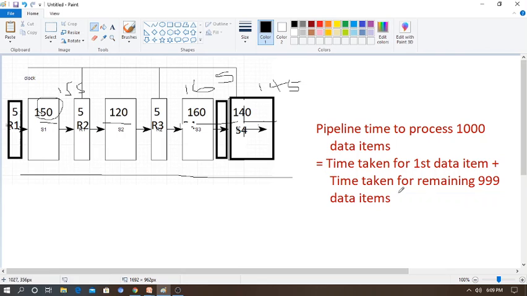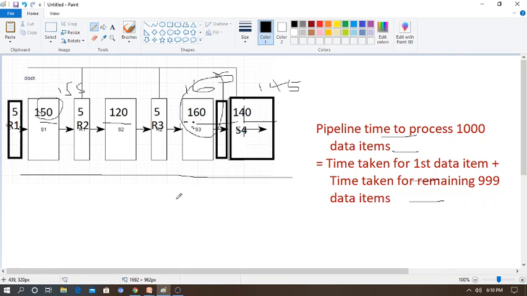Now we have a formula to solve this problem: the time taken for the first data item plus the time taken for the remaining 999 data items. It's a general formula, but in the pipeline concept we take the stage having the most delay. S1 is 155, S2 is 125, S3 is 165 and S4 is 145. The highest delay is S3, so we consider that, and we can take 165 as the pipeline delay and solve the problem.